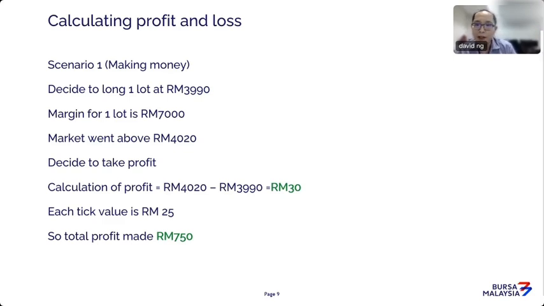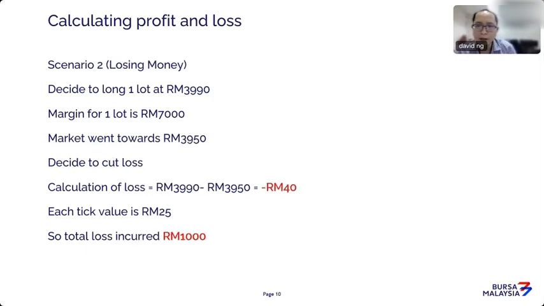So in this example, you are taking a long position because, looking at the chart technically, you're doing a breakout trade. You're long at 39.90 and the market went to 40.20. It's a good position: you expected the market to go up and it did go up, so you're making money. How do you calculate the profit? It's simple. You take the price that you come out at, which is about 40.20, minus the price you entered at, 39.90. You get a price differential of about 30 ringgit. Now, the tick value for CPO for one tick is 25 ringgit. So in this case, you got 30 ticks. That means you make a profit of 750 ringgit in terms of value. So that's how you calculate profit.